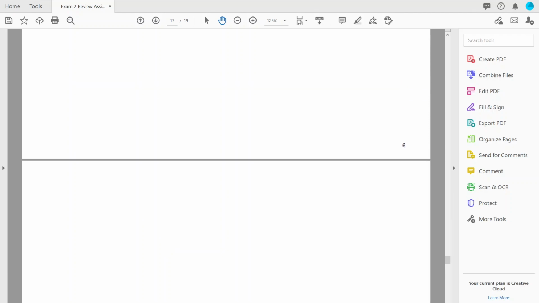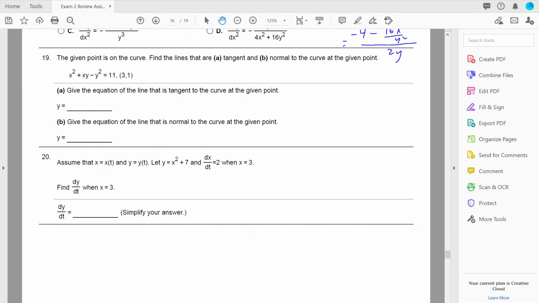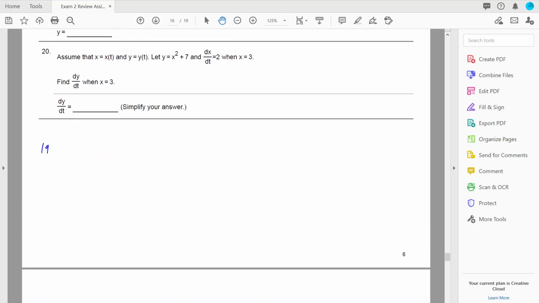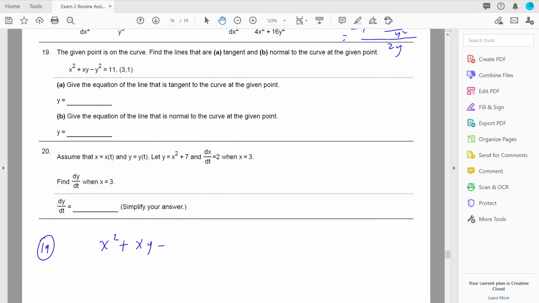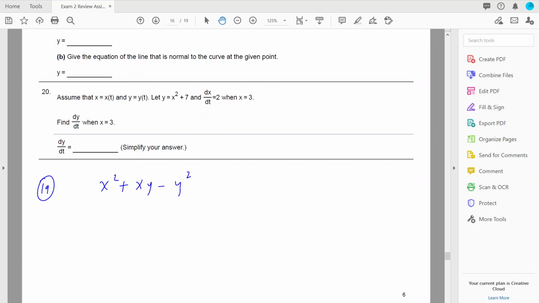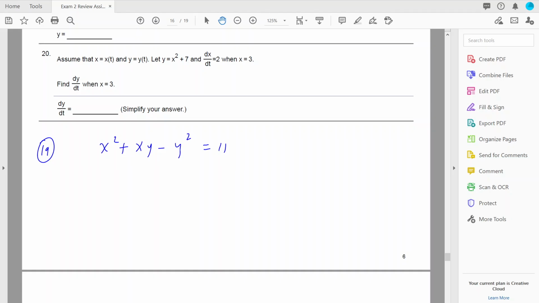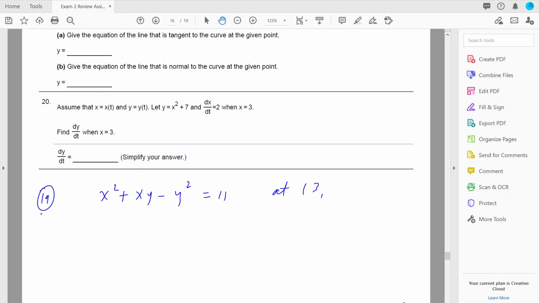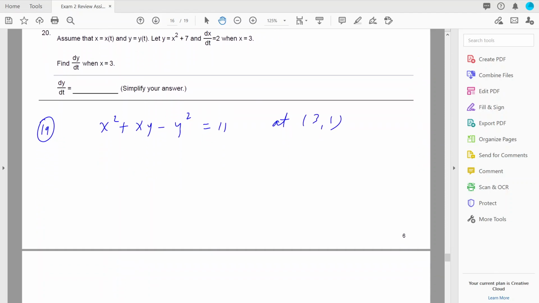So for problem 19, x squared plus xy minus y squared equal 11. So this is the curve, and we want to find the equation of the tangent line to this curve at the point 3, 1. So we have to find out the slope. Slope means dy over dx, so that means you have to differentiate, find the derivative of both sides, implicit differentiation.